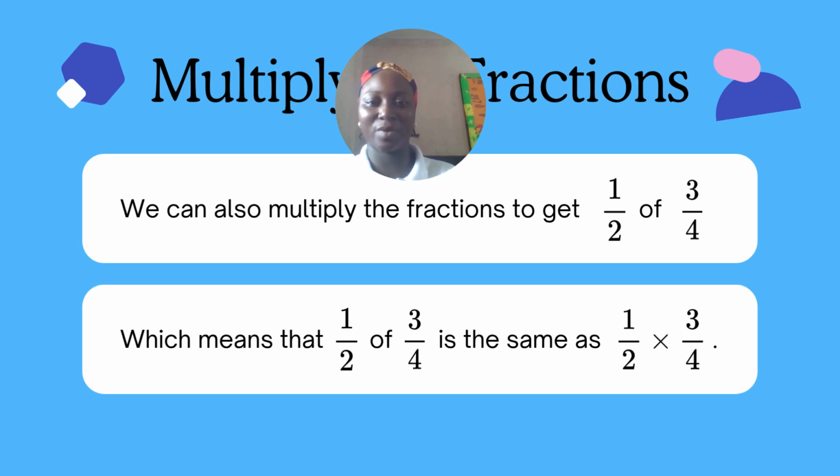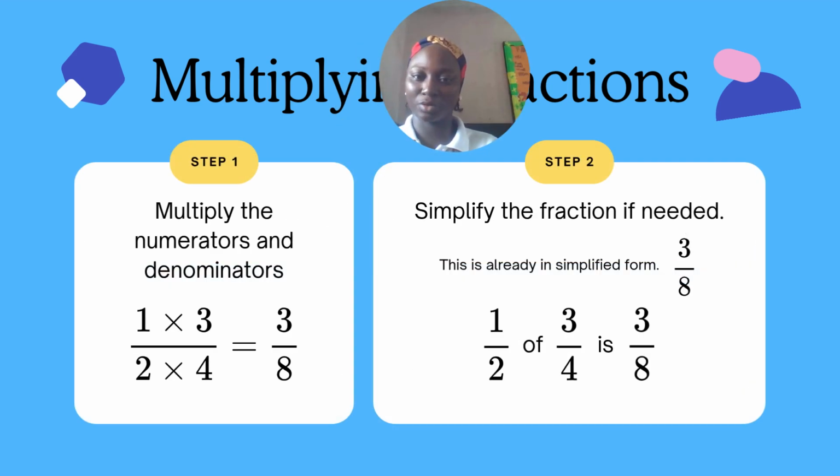So let's look at this question. 1 over 2 of 3 over 4. Now, take note that "of" means times. So you can rewrite it as 1 over 2 times 3 over 4. So let's see how we solve this question. Just like I told you, "of" means times. So the first step is to multiply the numerators and denominators. So we have 1 over 2 of 3 over 4, which means 1 over 2 times 3 over 4.